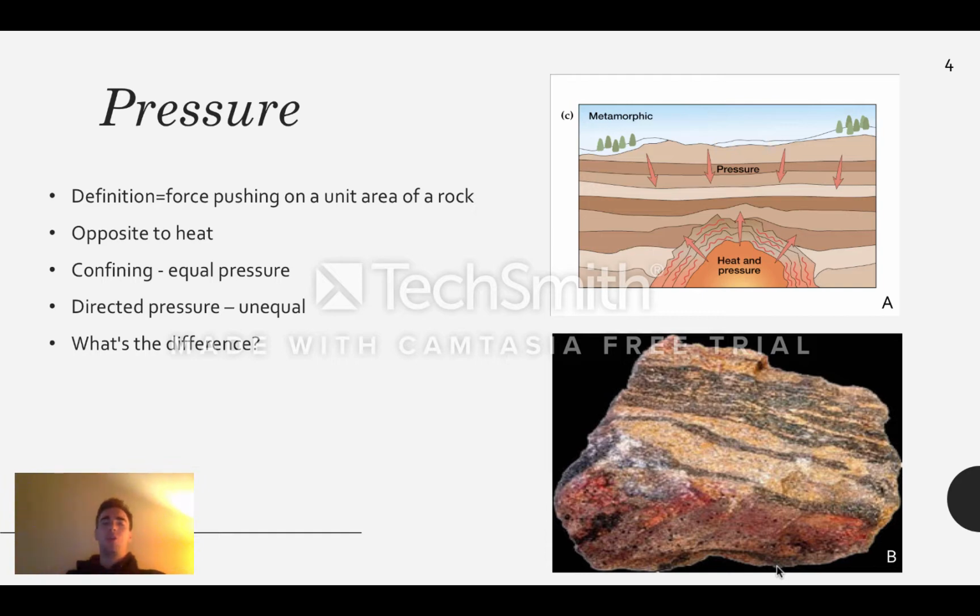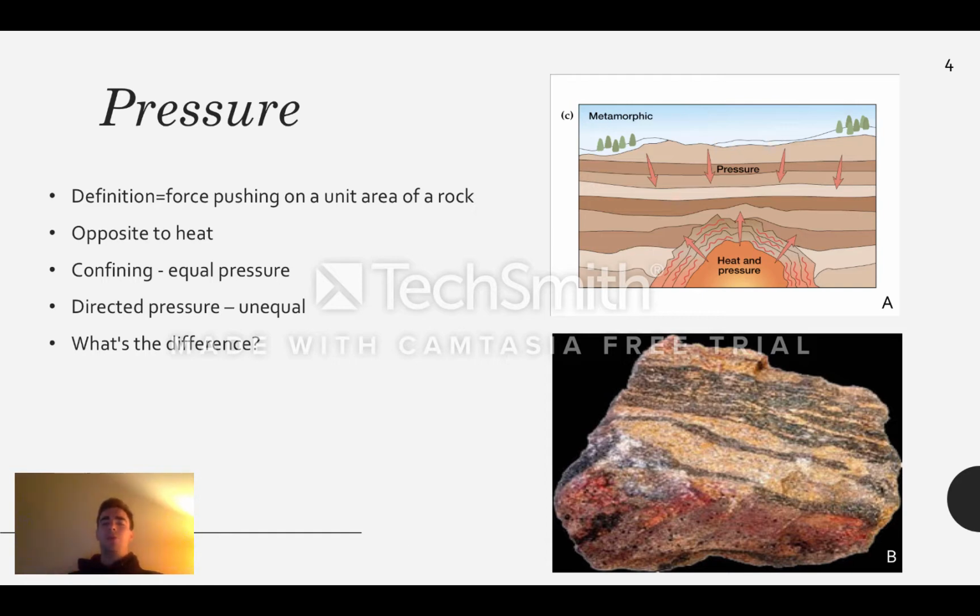a lot of shear, rock would be moving. The shear rock grinds down the texture of the rock and also the edges of the rock, which changes it. Directed pressure also changes the shape of the rock because it's unequal pressure. So confining would just squeeze it down, but directed could push in one side of it.